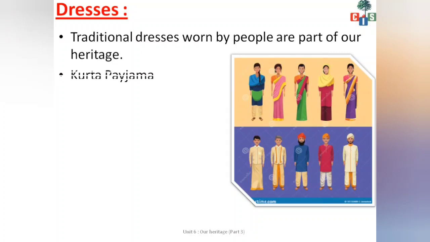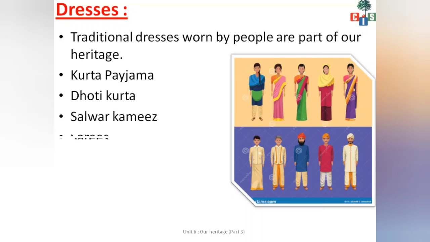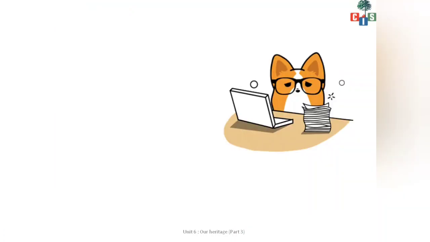Okay. Now, what are the things? Kurta pajama is there, dhoti kurta for men, salwar kameez, saris, and different types of turbans. What are the different types of turbans? You can see in the image that they are wearing pagadi, right? So this pagadi is of different types. So they wear it in different ways. So this is also included in our traditional dresses. This was all about the chapter.